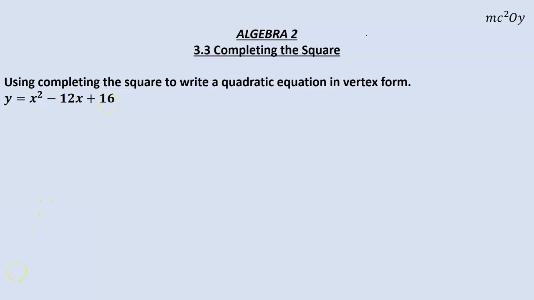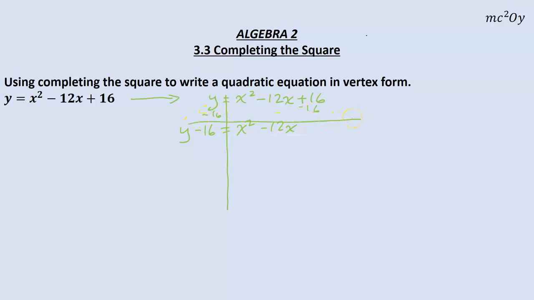To give myself a little more room, I'll rewrite the problem over here to show what we need to do. Since 16 isn't the square of half of 12, we'd need 36. So I'm going to move this 16 over and say y minus 16 is equal to x squared minus 12x. I just subtracted the 16 from both sides. I got rid of it here and here. That gave me that equation.